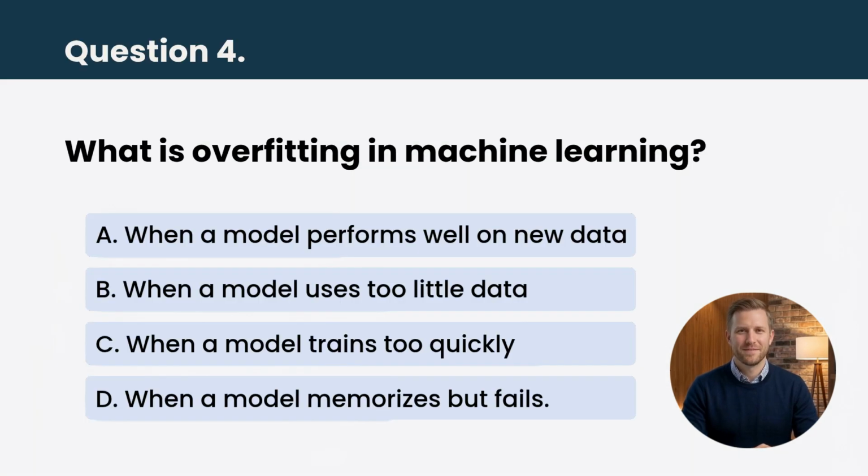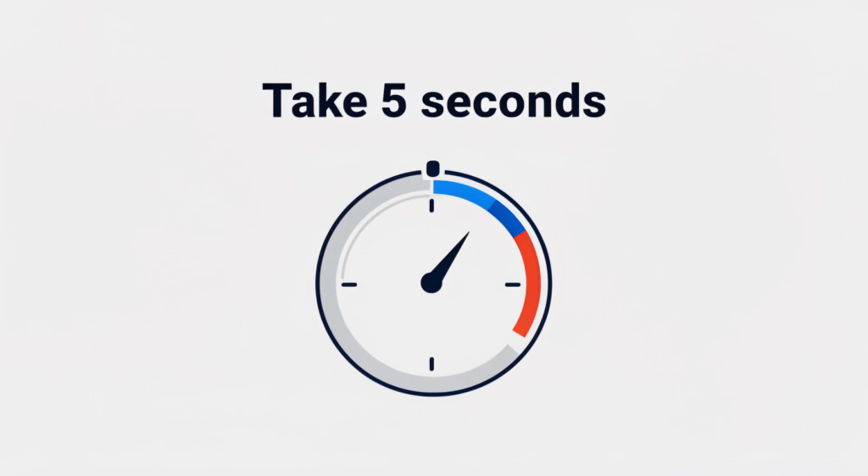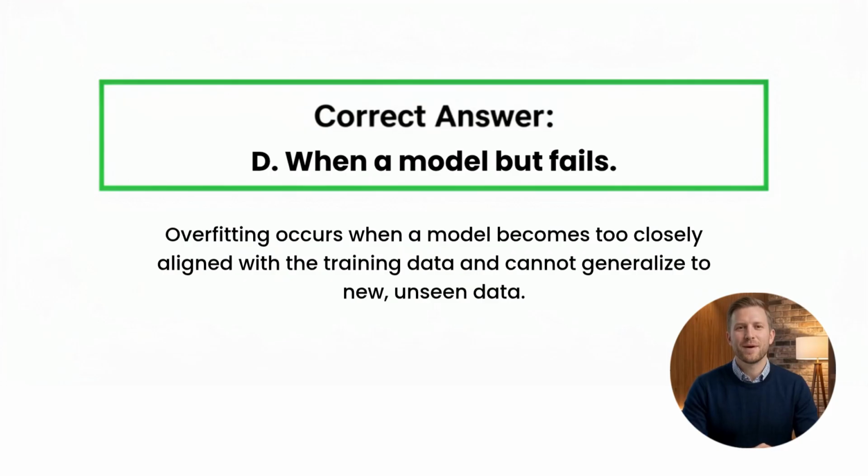Question 4. What is overfitting in machine learning? A. When a model performs well on new data. B. When a model uses too little data. C. When a model trains too quickly. D. When a model memorizes but fails. Take 5 seconds before answering. The correct answer is D. When a model memorizes but fails. Overfitting occurs when a model becomes too closely aligned with the training data and cannot generalize to new, unseen data.